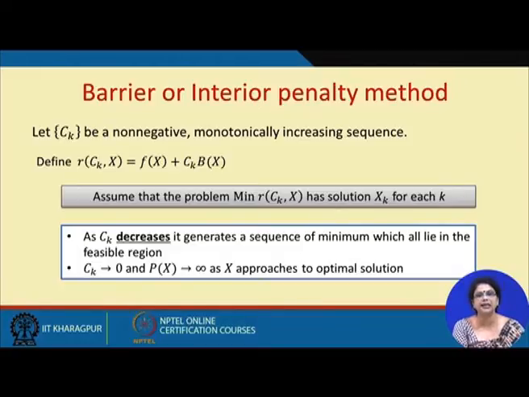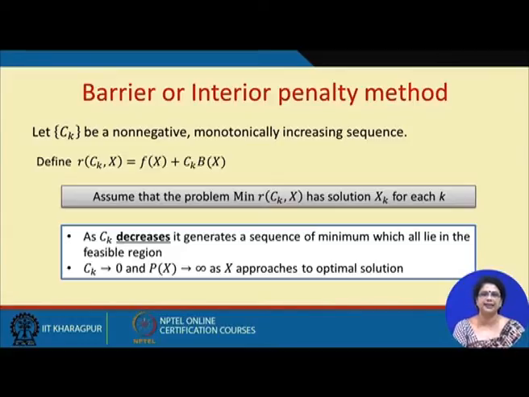Otherwise, with C_k tending to 0, we will see the barrier function will tend to infinity, because if g(x) = 5 minus x less than or equal to 0, then 1 by g(x) at x equal to 5 is infinity. That is why this barrier function, that is B(x), will go to infinity if x approaches the optimal solution. That is the understanding.